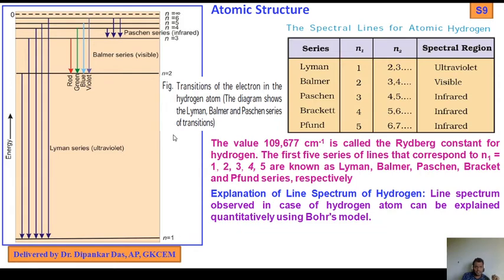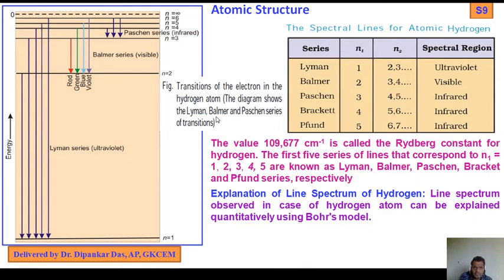So here N1, N2, N3, N4, N5, N6, N equals infinity. We get here the Lyman series, ultraviolet. Why? Because in the Lyman series, the N1 value equals 1. So you get that type of transition, the transition of the electron in the hydrogen atom.